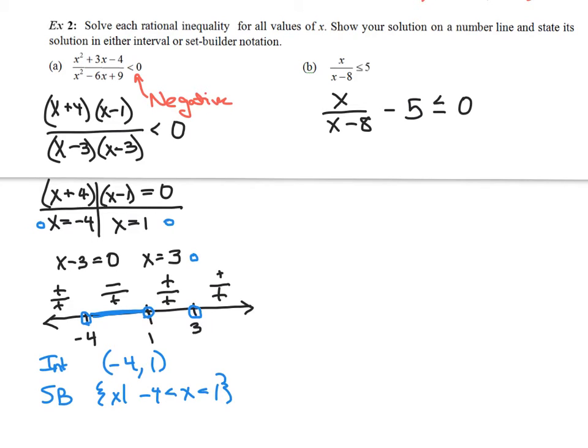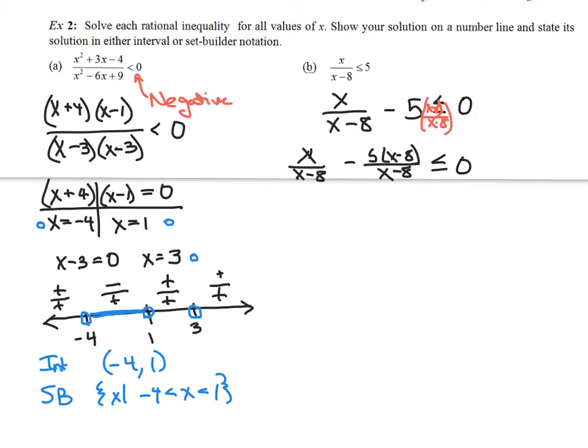Now, in order for this process to work, I'm going to need a common denominator. So I see that my common denominator is x minus 8. So we're going to multiply the 5 by x minus 8, both on the top and the bottom. Remember, finding our common denominator. So on the left side, I've got x over x minus 8 minus 5 times x minus 8 all over x minus 8 is less than or equal to 0.